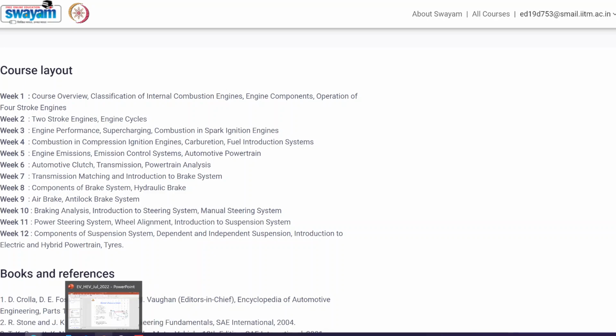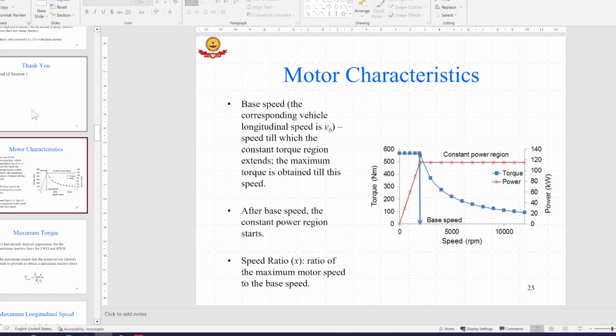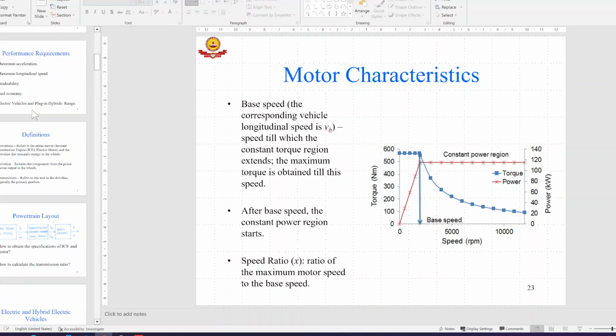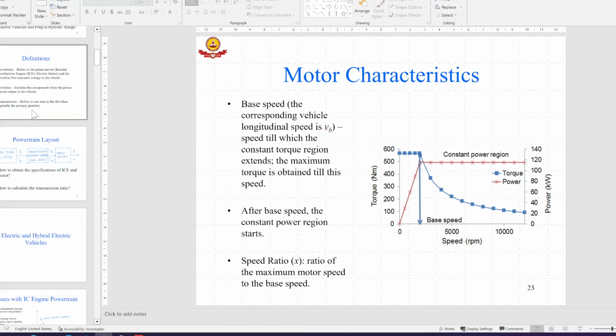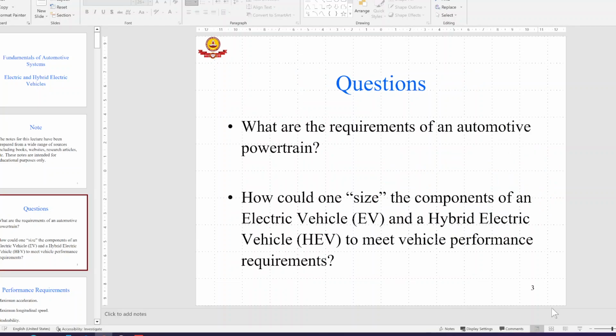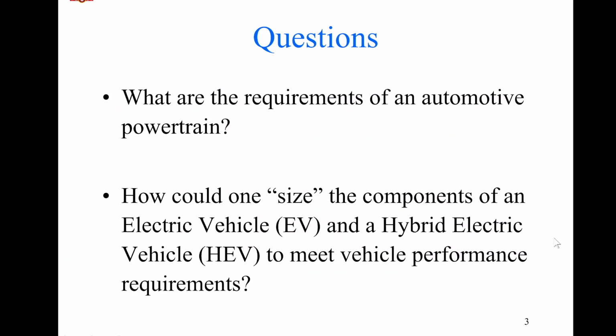So without taking much time, let me quickly scroll through the discussion we had last time on electric and hybrid electric vehicles. Then we can move on to today's component. If you have any question at any point of time, you can raise your hand or type it in the chat window.